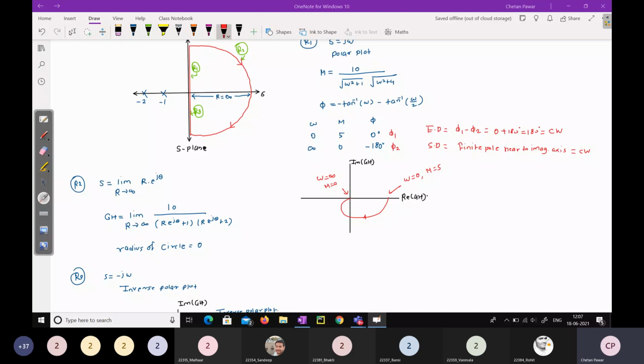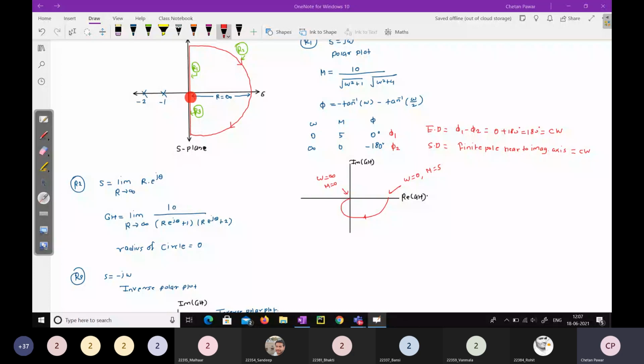Let us see the mapping of the second region. So this will be the second region, R2. As we know that is the infinite radius semicircle. S will be equal to limit r tends to infinity, r into e raised to j theta. So if you put this into the transfer function, you will get a radius of the circle 0, because when r tends to infinity, radius of the circle will be 0. So second part mapping is neglected.